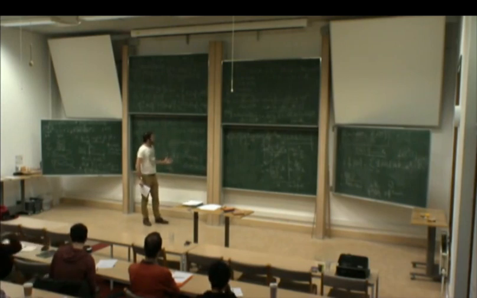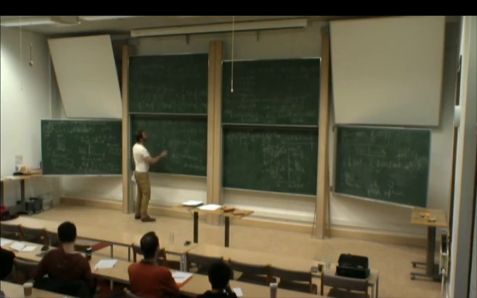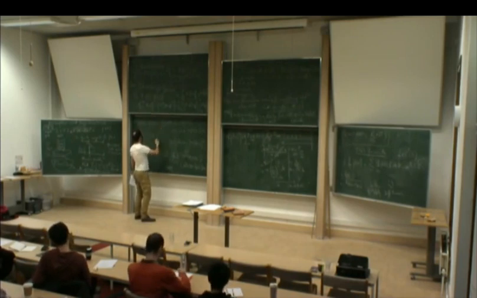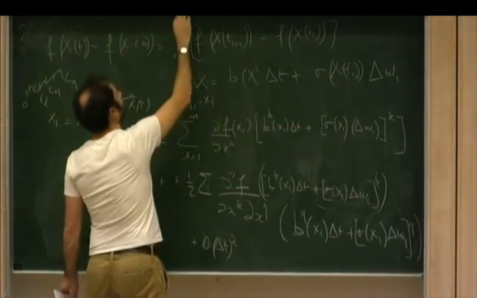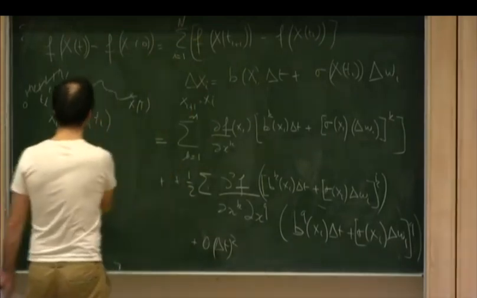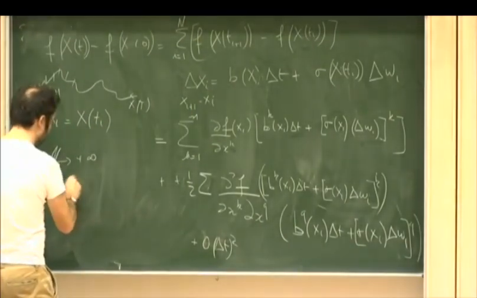Okay, so now let's rewrite this in terms of time and noise. So this is a sum for I going from 1 to, let's say, capital N, and N will go to infinity. N here, little n, is the dimension of the space.